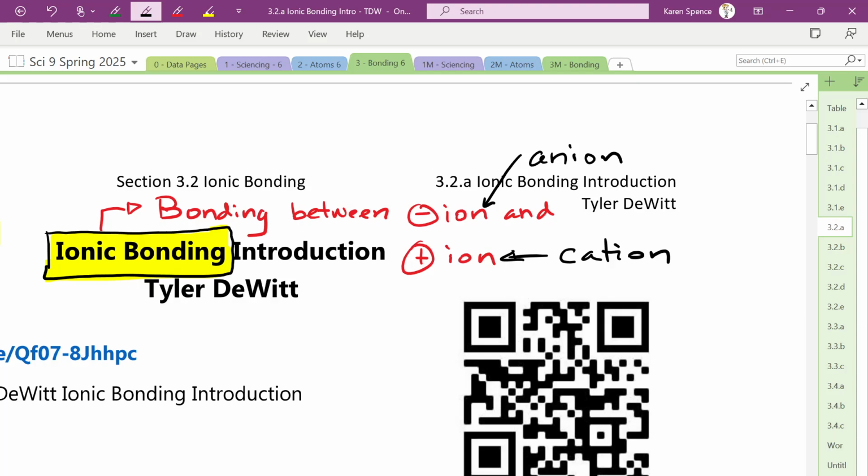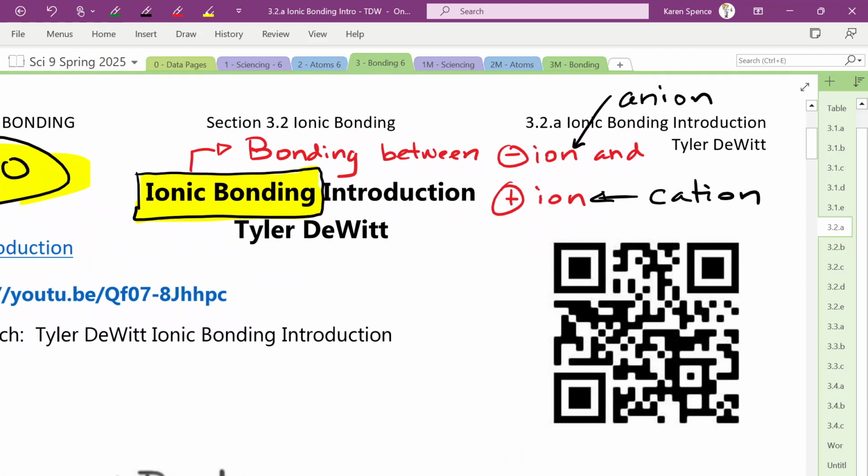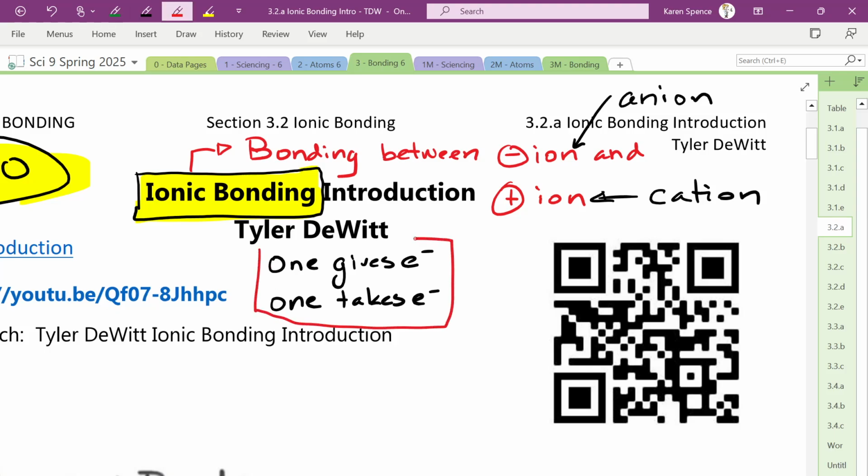All right, do we know anything else about ionic bonding? It is not the one where they share electrons. This is the other one. The one where they exchange electrons? It's the one where one gives electrons and one takes electrons.